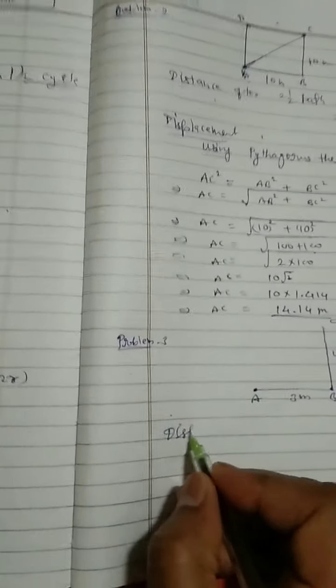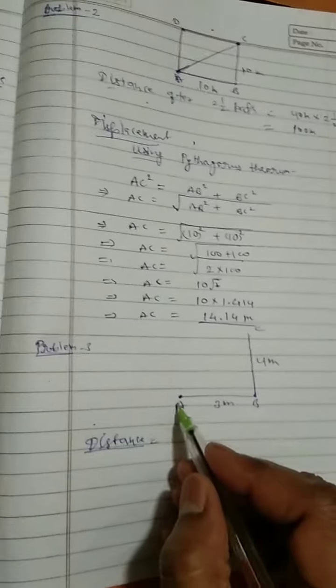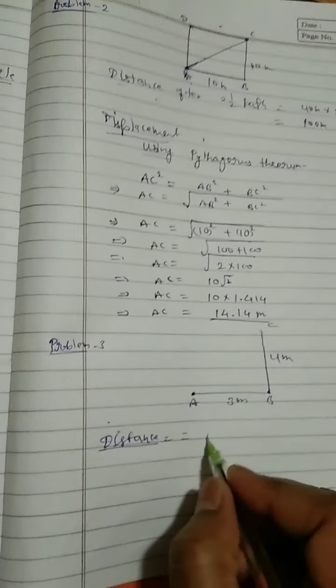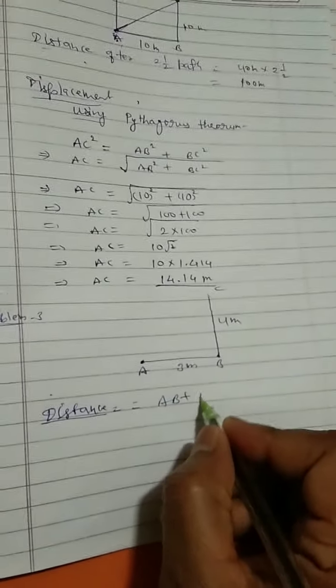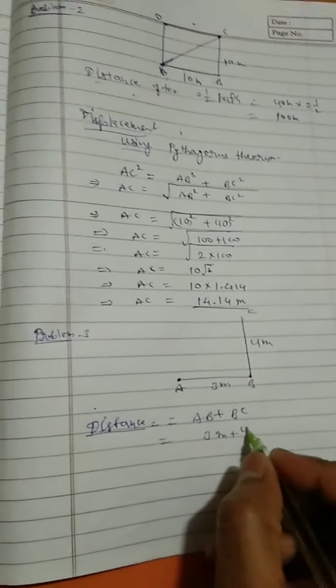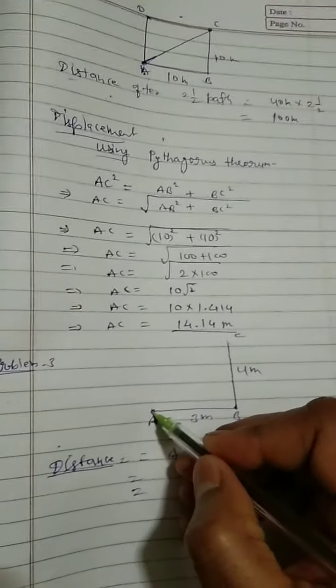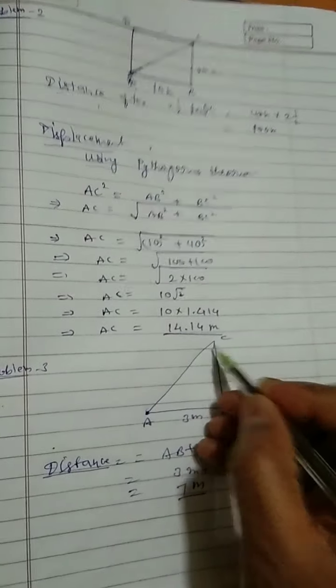In this case, distance is the length of the actual path. The actual path is AB plus BC, that is 3 meter plus 4 meter, which is equal to 7 meter. Now displacement is the shortest path between the initial and final point.